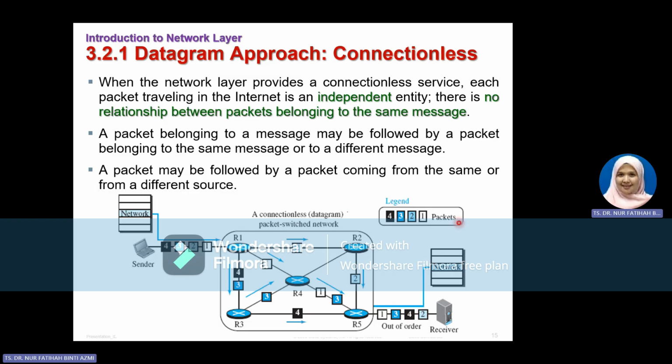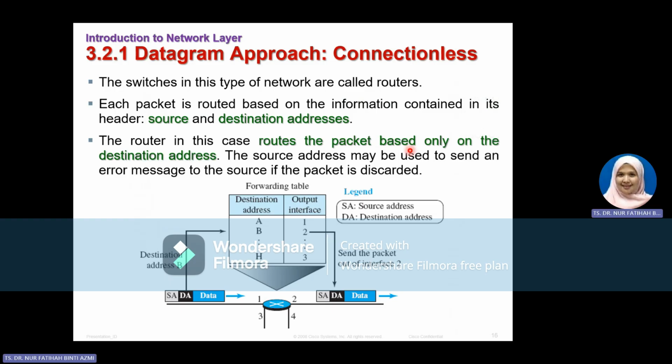At the receiver side, all packets will arrive at router number 5 and then reach the final receiver, and they also arrive out of order. For example, it receives 1, 3, 4, 2 instead of the sending sequence 4, 3, 2, 1. So this is connectionless.